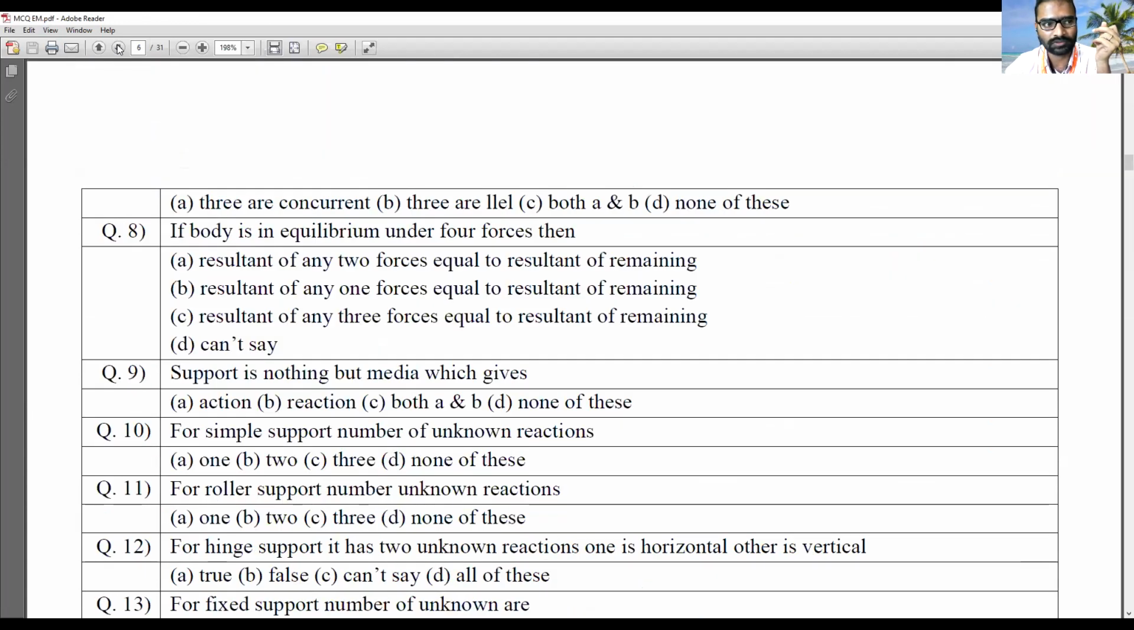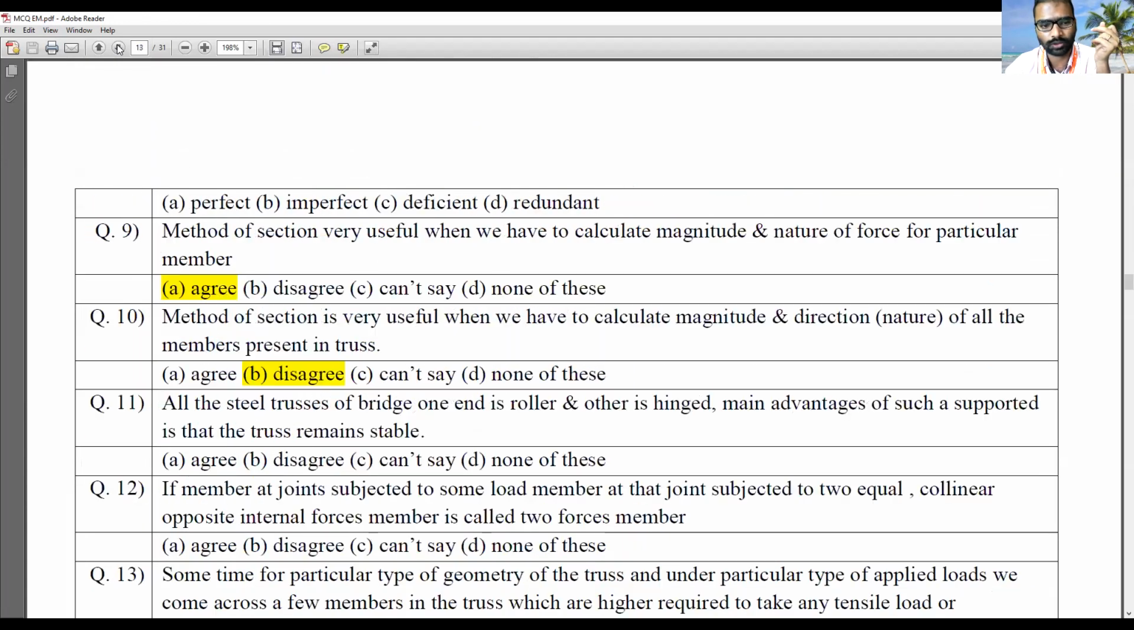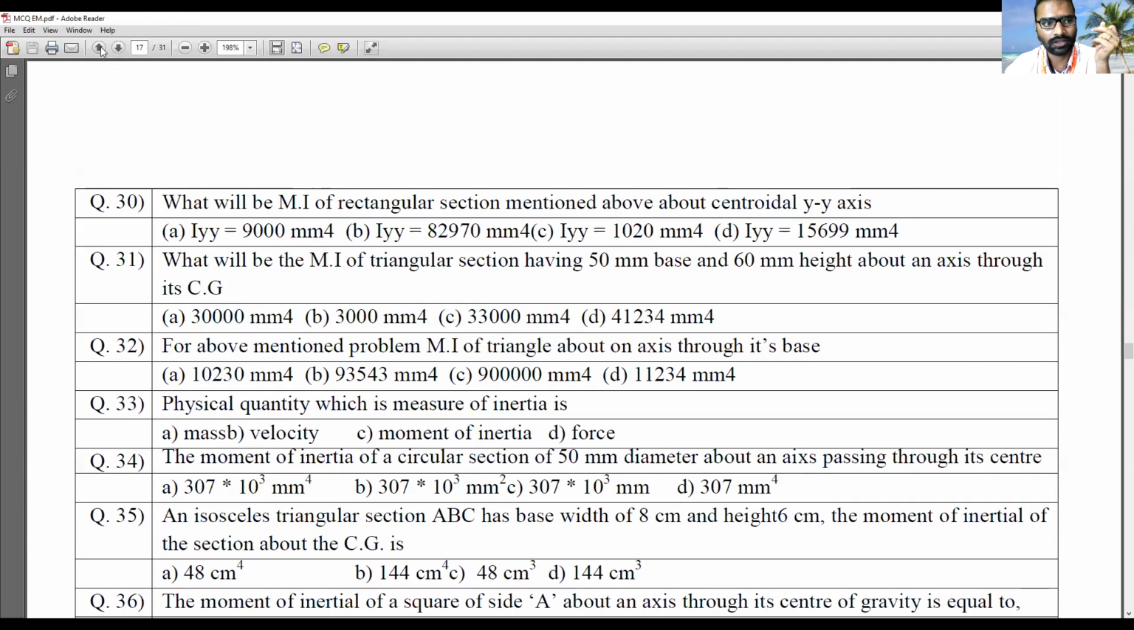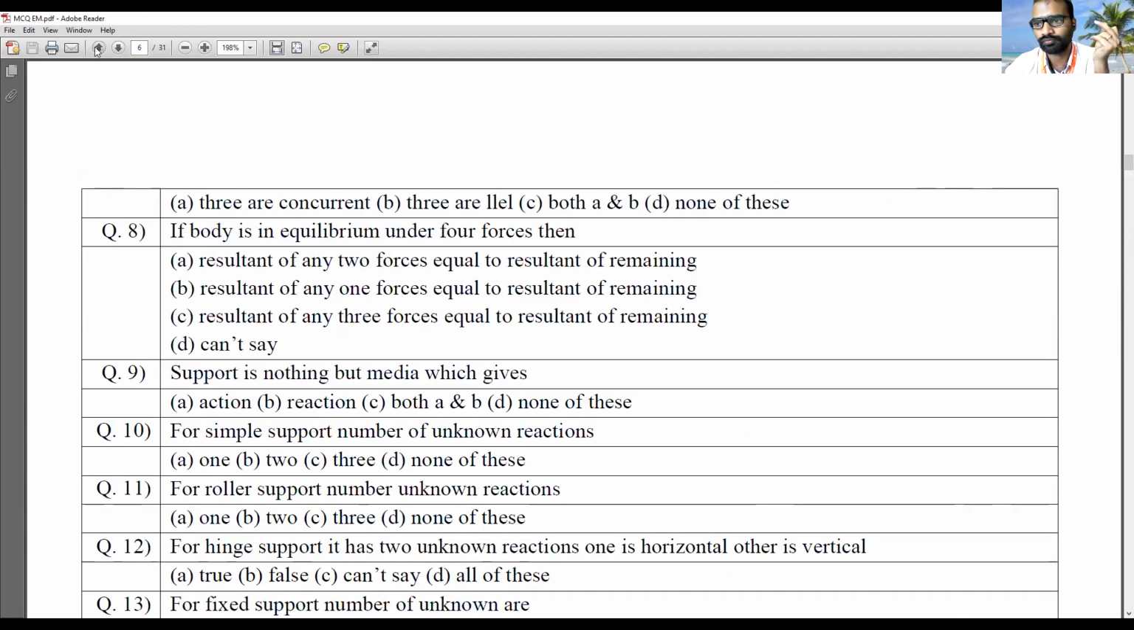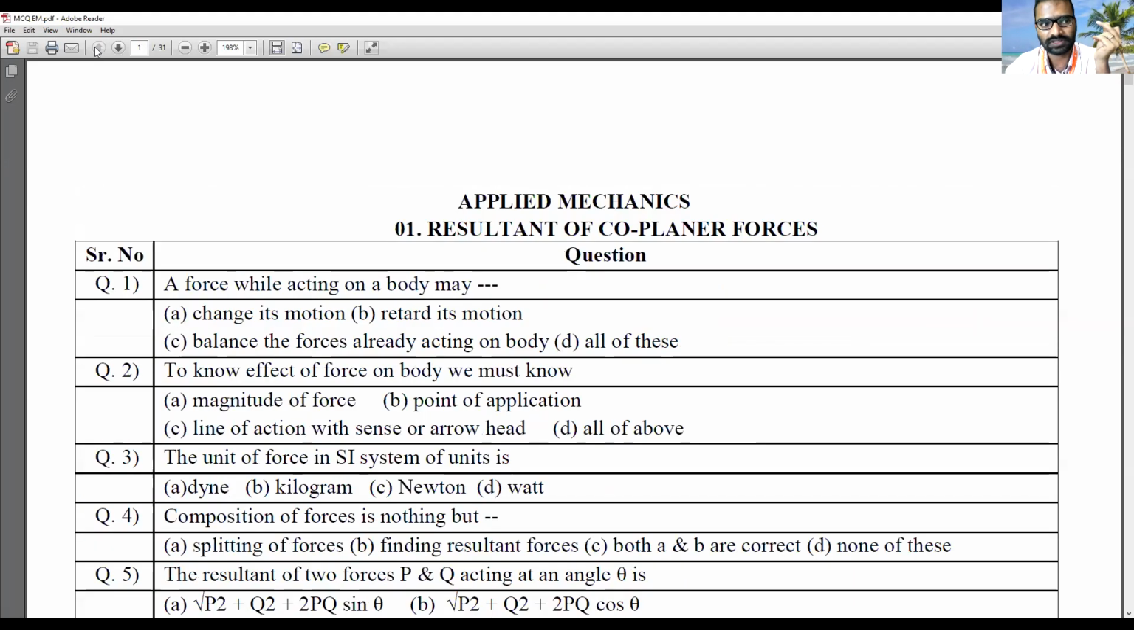If I upload it all at a time, it will not be right for you. I will make corrections and upload tomorrow. Only first chapter MCQ I will upload tomorrow, not today. Whatever questions are there in the PPT, just try to solve. Only 4 problems are remaining. I will take those 4 problems next class.